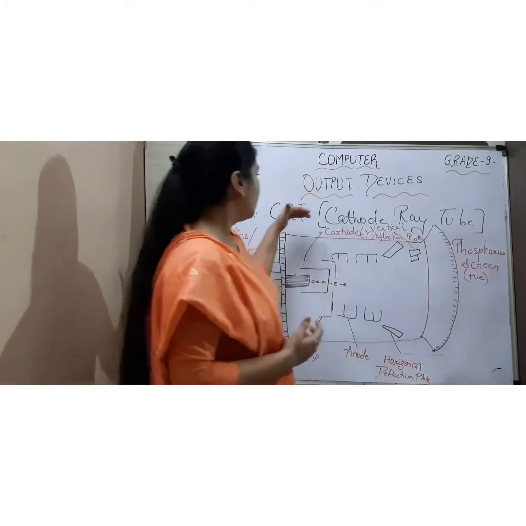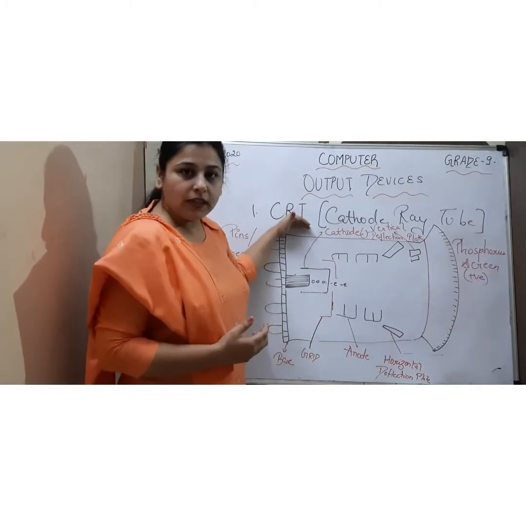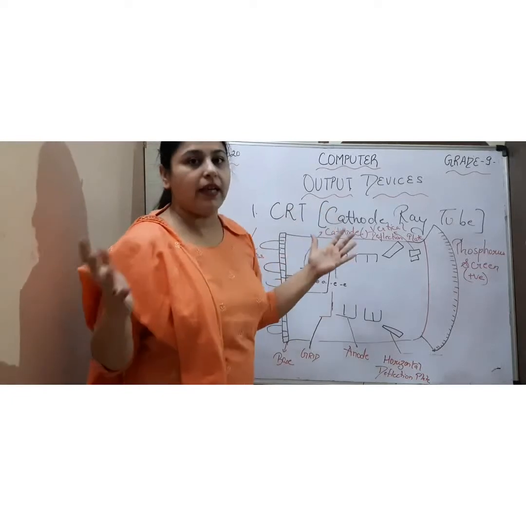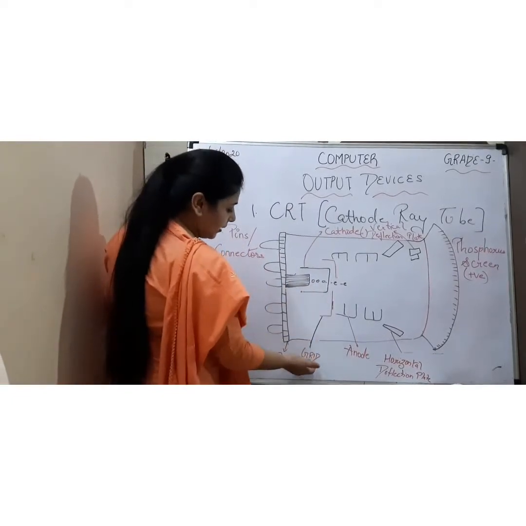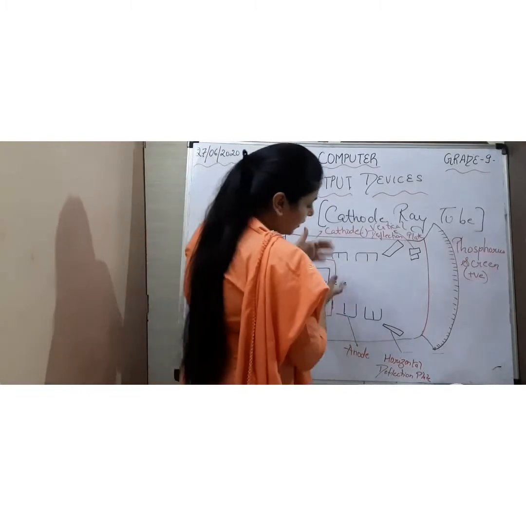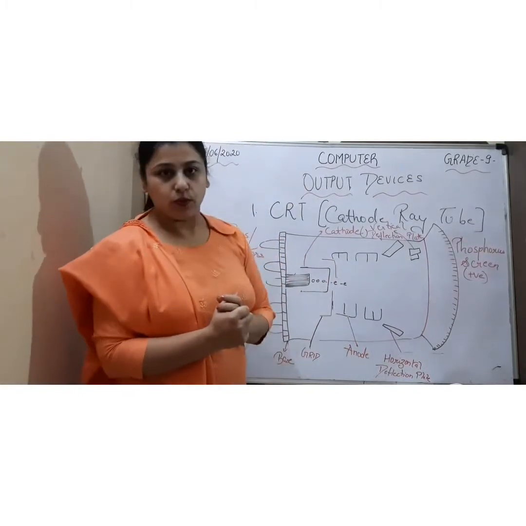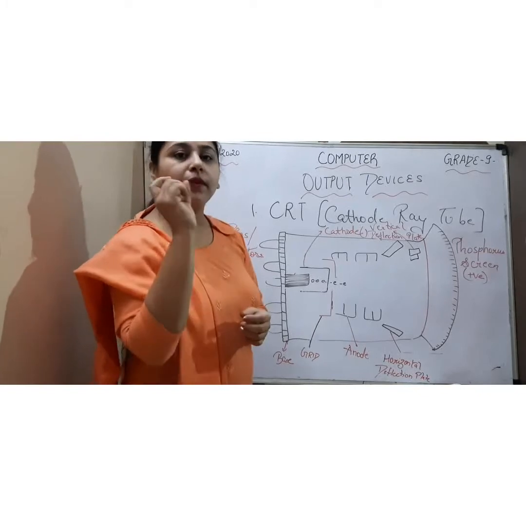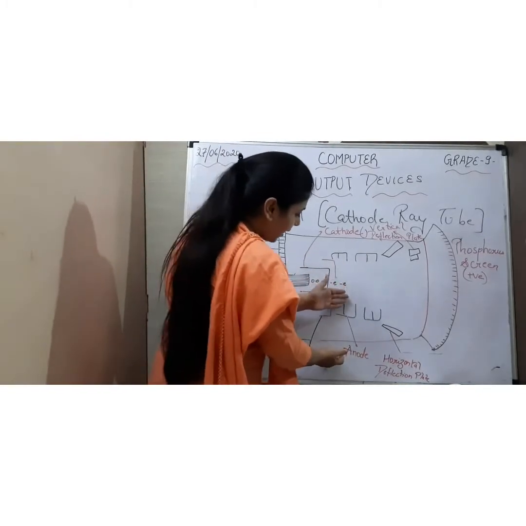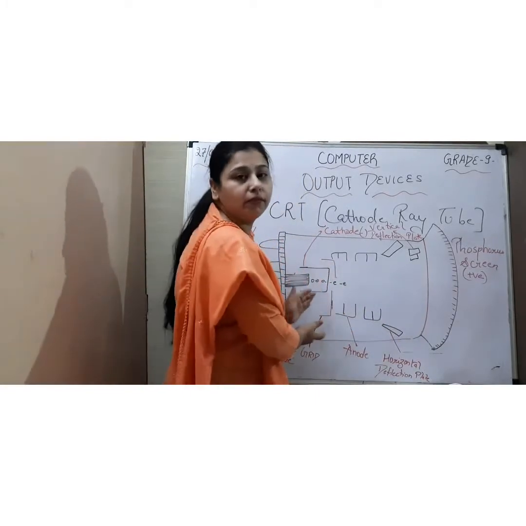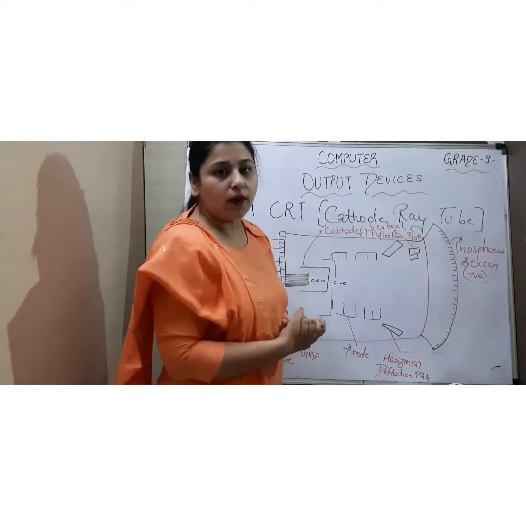The first monitor, that is CRT, was very big and bulky, and these things, the cathode ray, grid, and anode, are together known as the electron gun also. So in your book they have used the term electron gun. So these grids and anodes together can be called the electron gun.